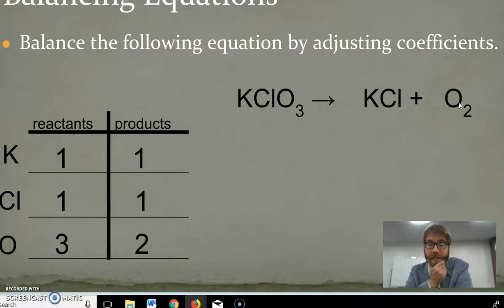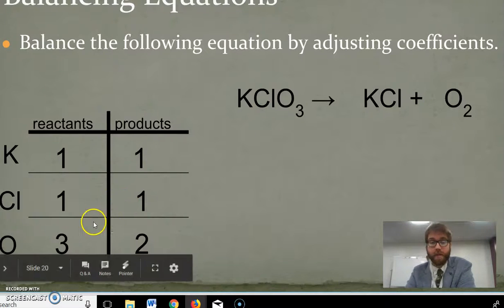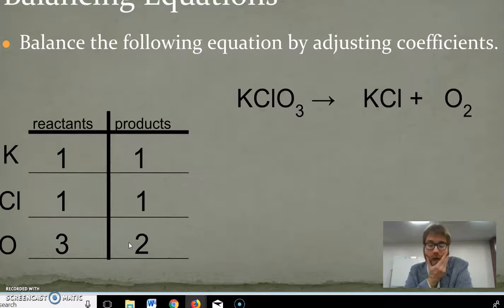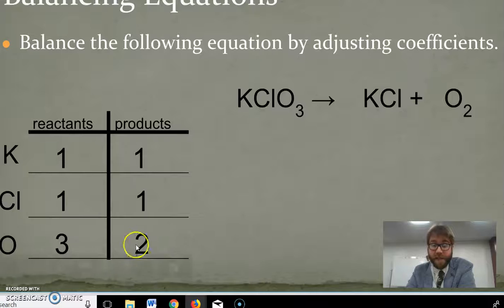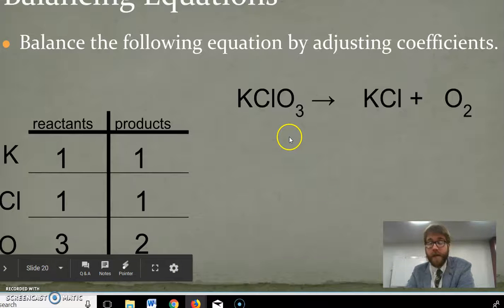All right, so let's balance. Potassium and chlorine are good, so we just need to balance the oxygens here, right? In order to balance this, we're going to have to find the least common denominator. We're going to have to find something that both 3 and 2 can divide into. And the best thing they can both divide into is 6.